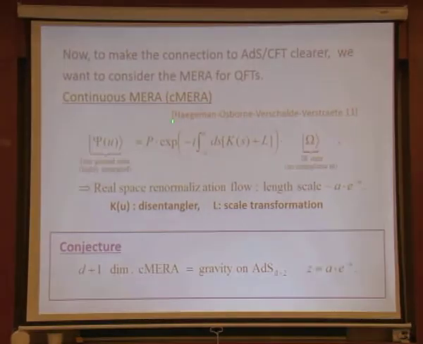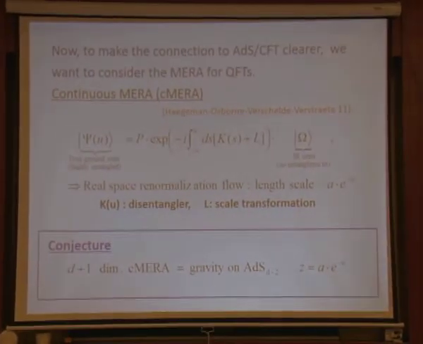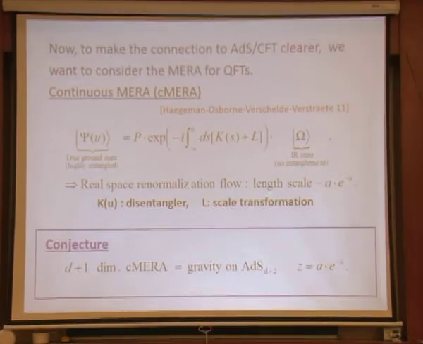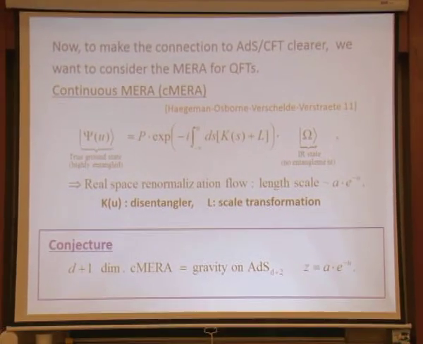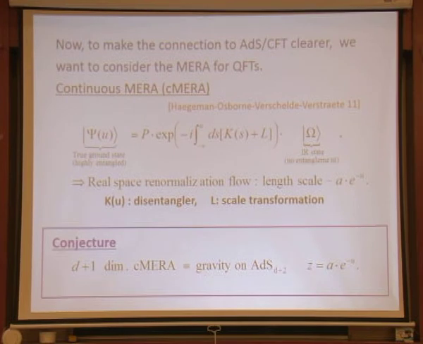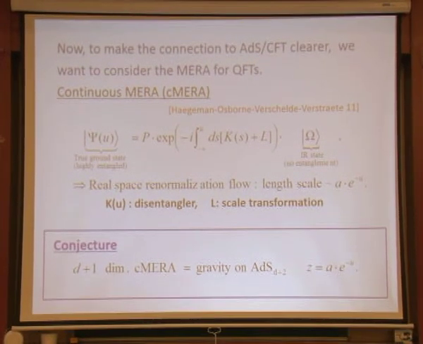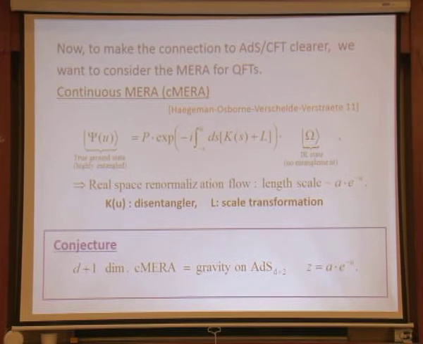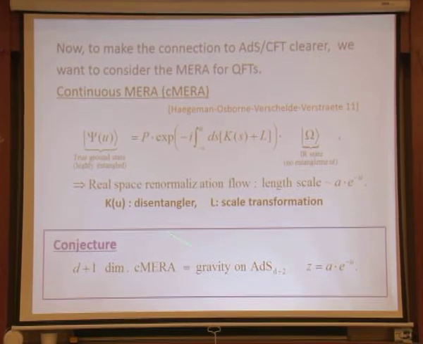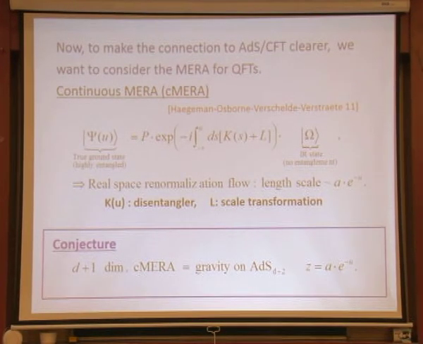So this is what we do for this continuous version. Adding these entangling bonds, the entangler and so on, is written by this operator K for each stage. S is just an integral in this direction, and L is the coarse graining behavior. So the natural conjecture is that this gives precisely AdS/CFT, because we take a continuous limit.